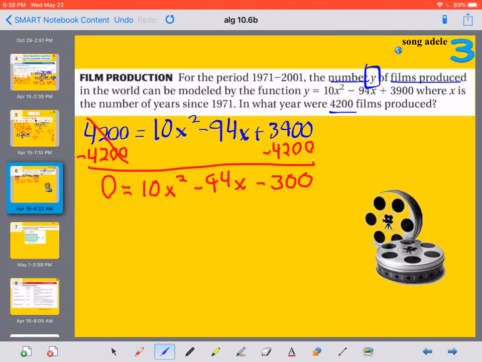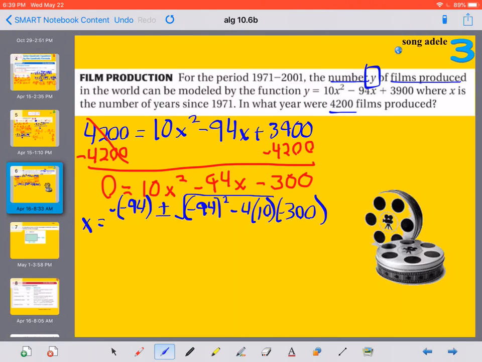Now we can put this in the quadratic formula and solve it. So it becomes a negative 94 plus or minus the square root of negative 94 squared minus 4 times 10 times negative 300, all over 2 times 10.